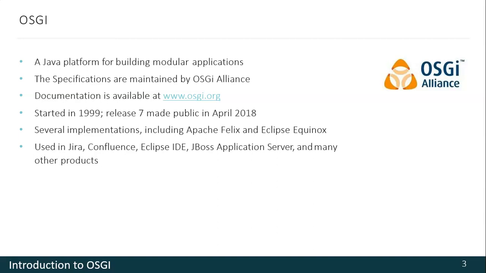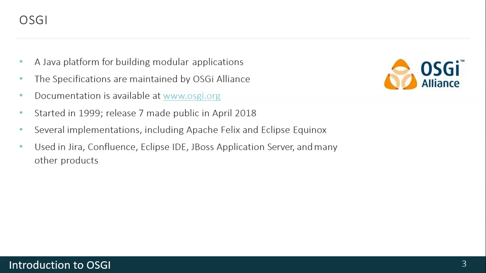The alliance has a website, www.osgi.org. There you can find the specification and Java docs for the platform. The OSGI Alliance started its work in 1999. As of now, OSGI Release 7 is available. We will concentrate on OSGI Release 6 as that version is used in AEM 6.4 onwards. But you may also use OSGI Release 7 from AEM 6.4.